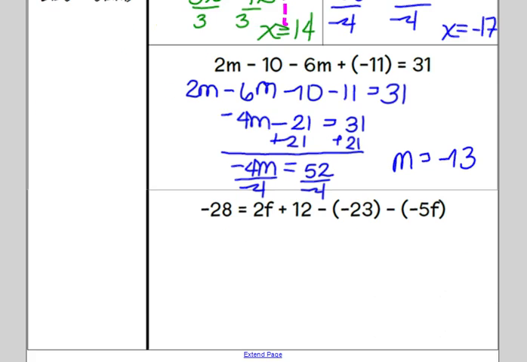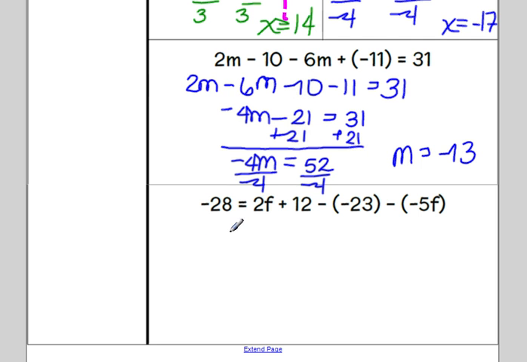All right, last one. So negative 28 equals 2f plus 12 minus negative 23 minus negative 5f. So we have some of these double negatives in here that we need to make sure that we simplify. So we would have negative 28 equals 2f, and then my minus negative 5f I'm going to change to a positive 5f.